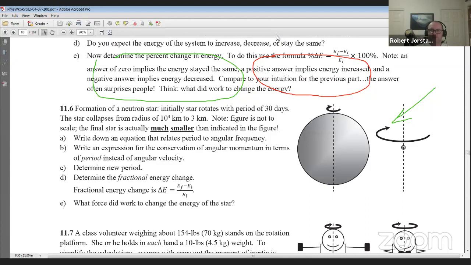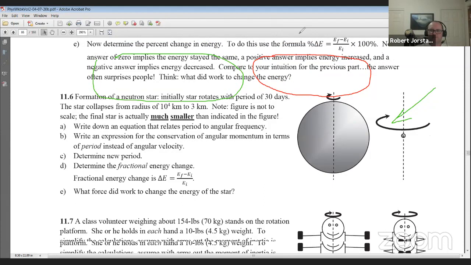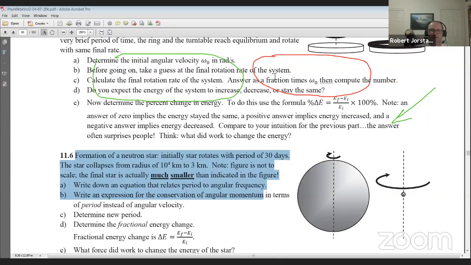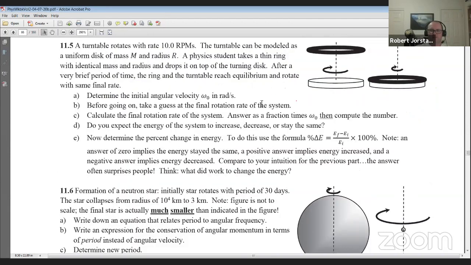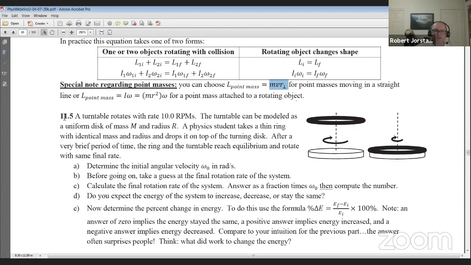So let's clear out those annotations and start looking at this thing. Okay, we're doing this one. And then don't forget, if you ever have a point mass, you can use that trick. All right, great. So you have a turntable rotating.